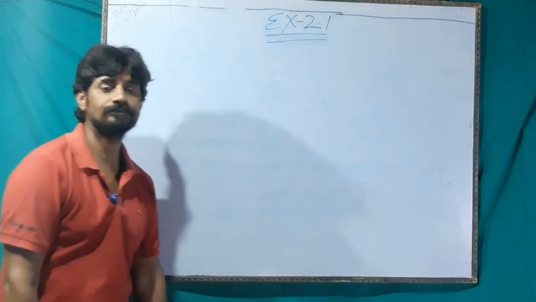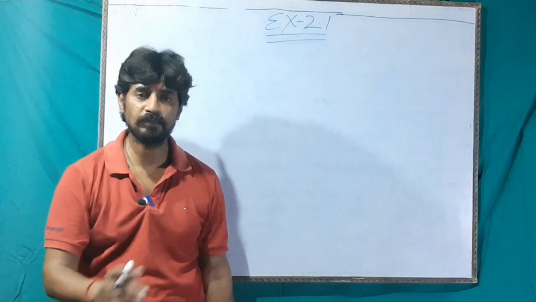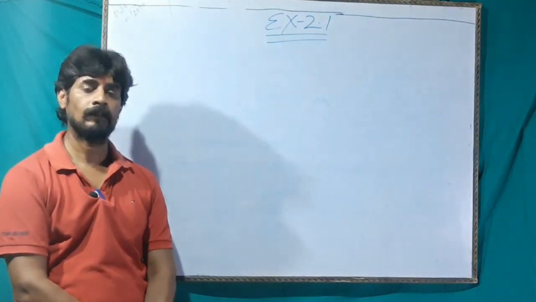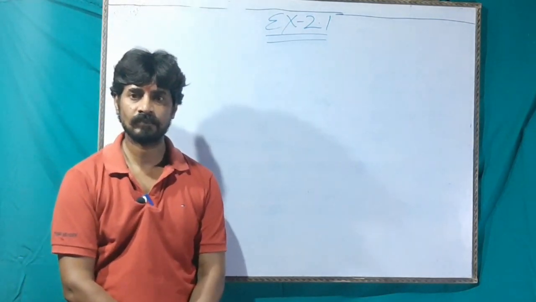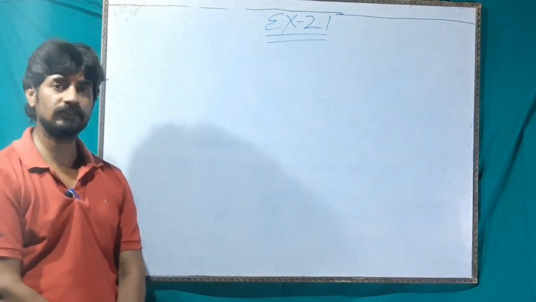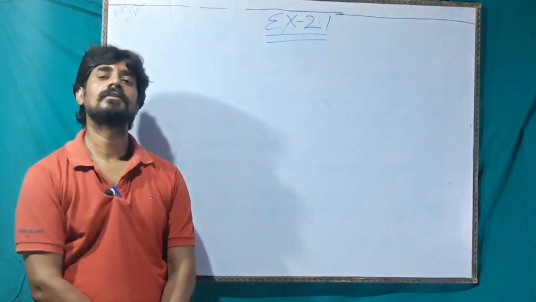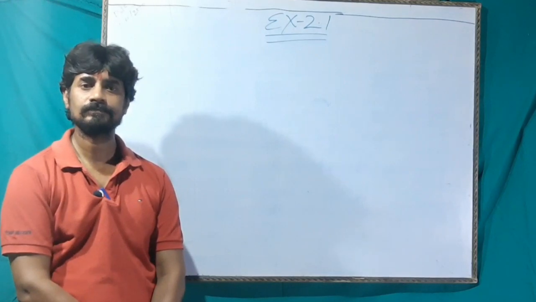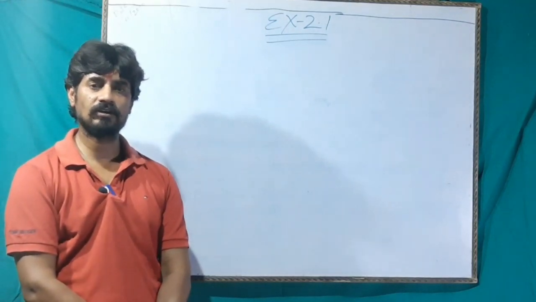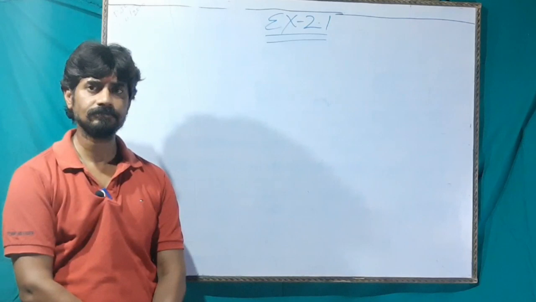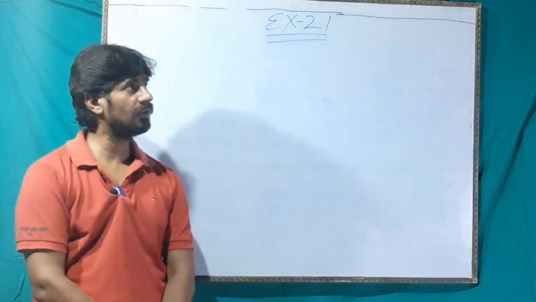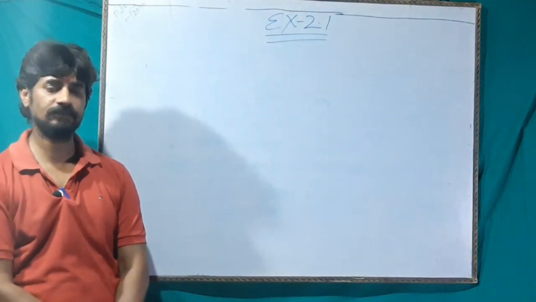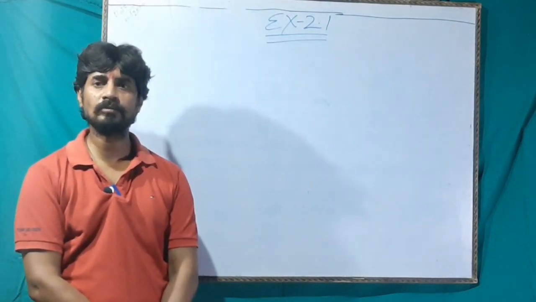Exercise 2.1. In previous classes, we have discussed the polynomials, terms of a polynomial, variables, constant, types of polynomial on the basis of terms and on the basis of degree. And we also have an idea to recognize whether the given expression is a polynomial or not.